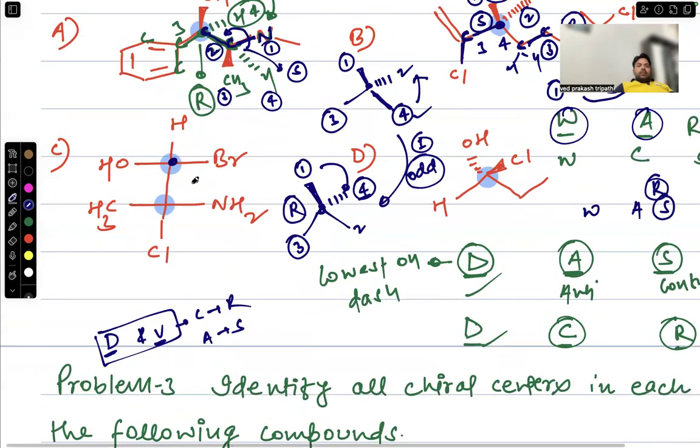Now look at the C. So bromine 1, oxygen 2, this down bond would be 3, hydrogen 4th. Now move 1 to 2. So 1 to 2 is going anti-clock and the lowest is on the vertical axis. I said that vertical and dash have the same rule. So dash anti is S, so vertical anti is also S. Make sense? Tell me everyone, it makes sense, the first one?